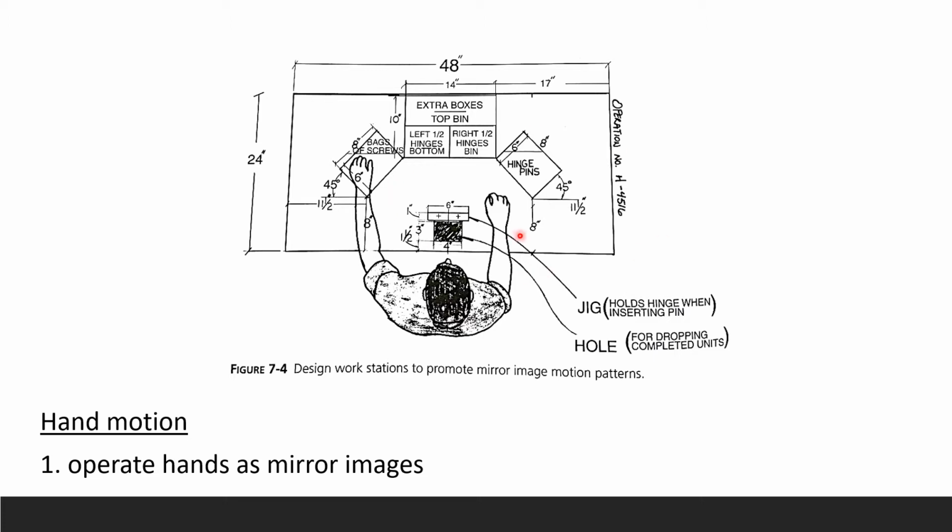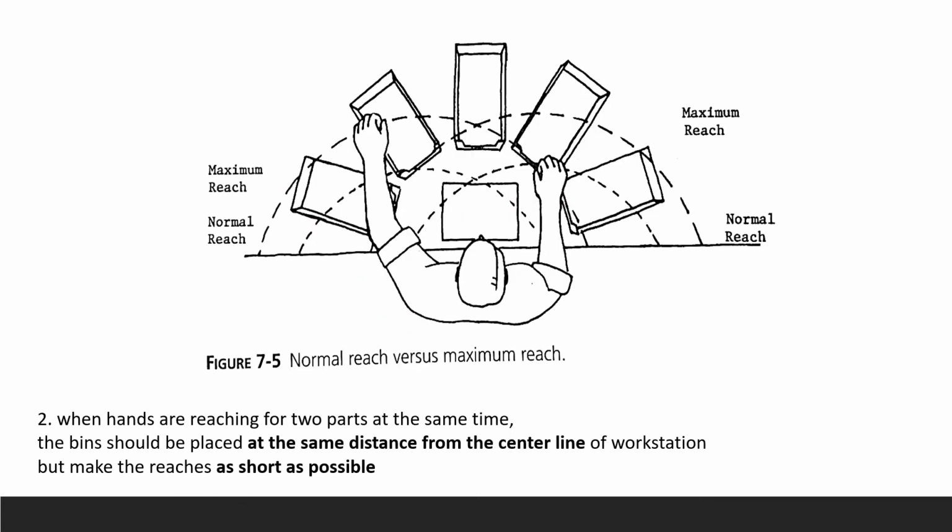Now we usually design a workstation to promote mirror image motion patterns. So what we're trying to do is operate the hands as mirror images in their motion. When you take a look at it here, you have your normal reach versus the maximum reach. So this side is your normal reach, and on this side is maximum reach, and here is your normal reach. So when hands are reaching for two parts at the same time, what we want in the workstation is for the bins to be placed at the same distance from the center line. And also you have to make sure these reaches are as short as possible.